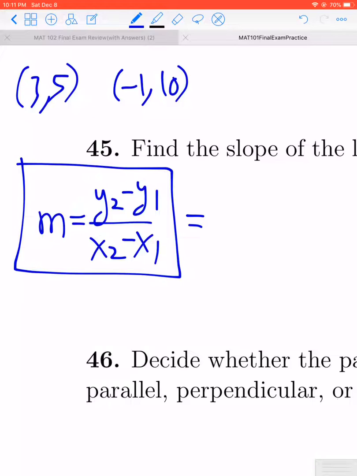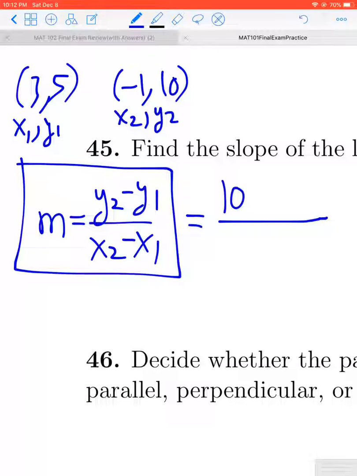Typically, the first point in a problem that I read, I call that the first point. So I would call that x1 comma y1. So x1 will be 3, y1 will be 5. And then I'll label the second point x2 comma y2. So x2 is going to be negative 1, y2 would be 10. We just need to take our time, make sure we plug everything in properly. It's y2 minus y1 divided by x2 minus x1.